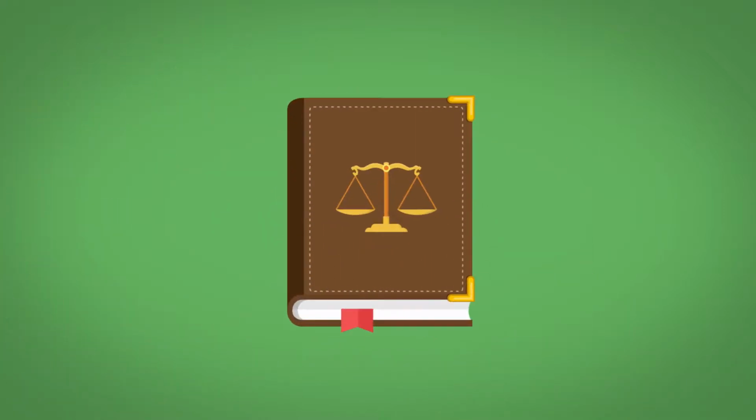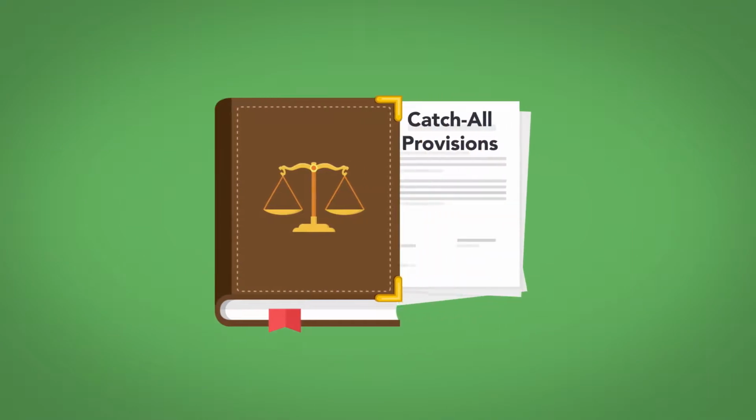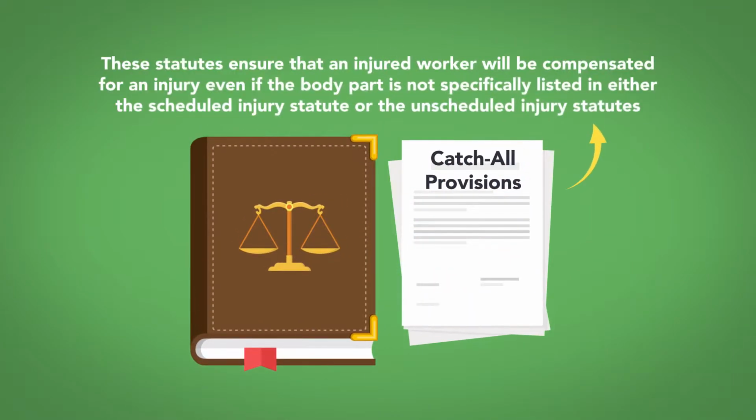Often, scheduled injury statutes include catch-all provisions. These statutes ensure that an injured worker will be compensated for an injury even if the body part is not specifically listed in either the scheduled injury statute or the unscheduled injury statutes.